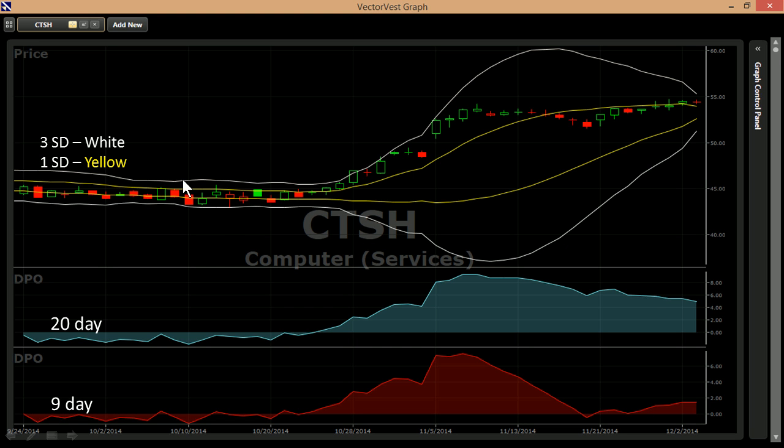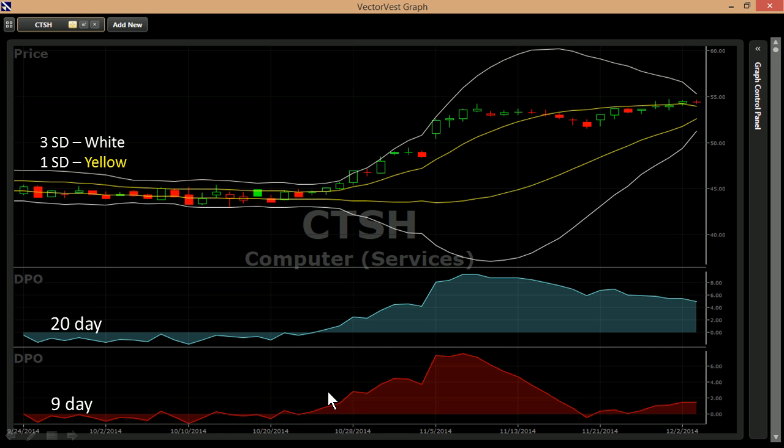Okay? So that's the first indicator that this stock selection method uses. We have 2 indicators at the bottom. They're both the DPO, the detrended price oscillator. The blue indicator is a 20-day DPO, and the red indicator is a 9-day DPO.